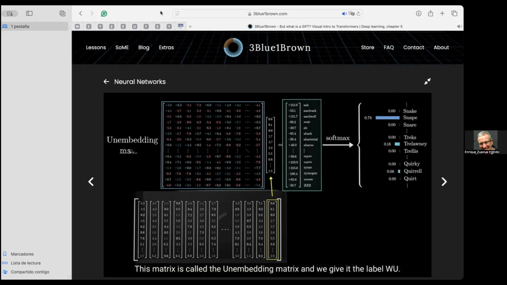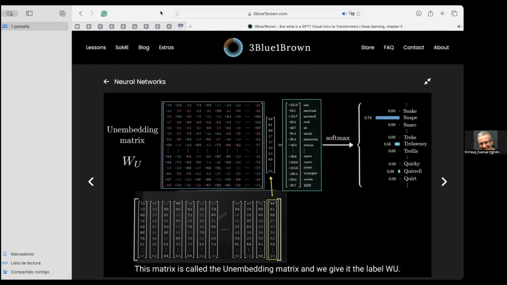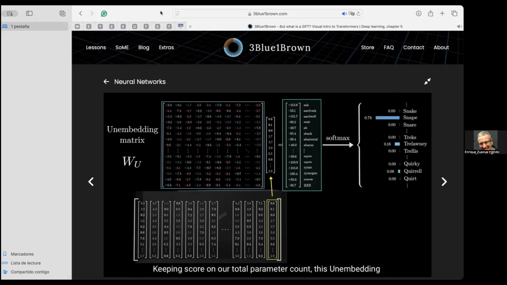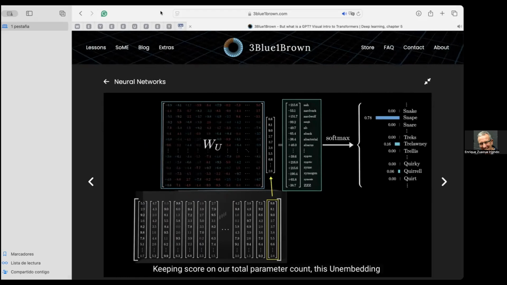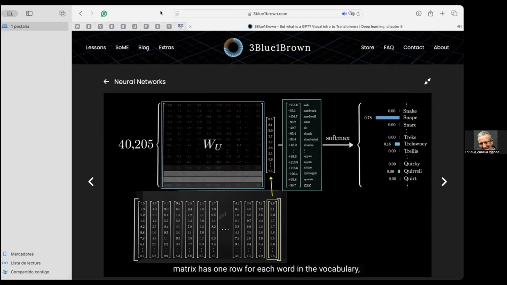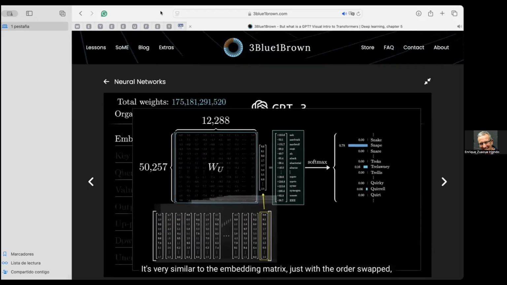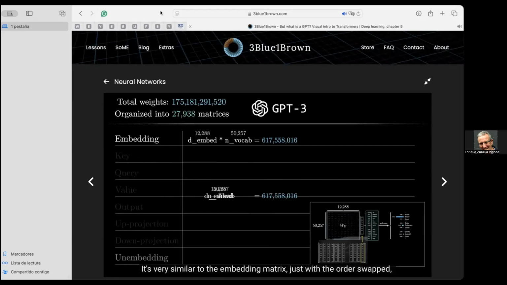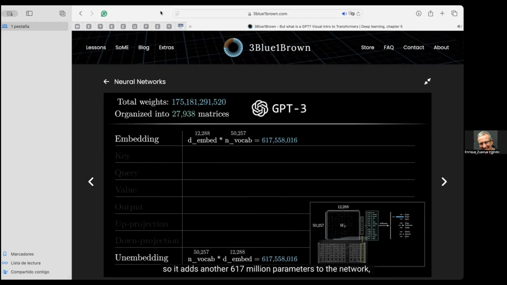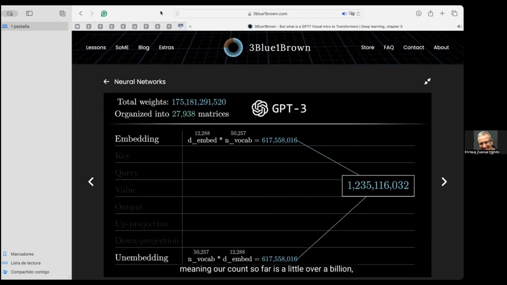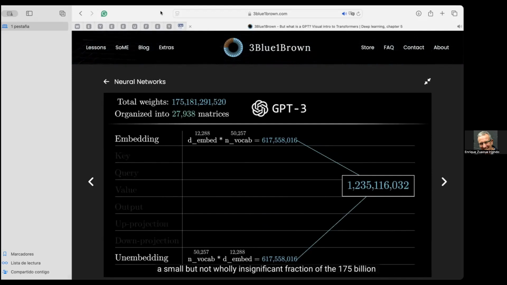This matrix is called the unembedding matrix, and we give it the label WU. Again, like all the weight matrices we see, its entries begin at random, but they are learned during the training process. Keeping score on our total parameter count, this unembedding matrix has one row for each word in the vocabulary, and each row has the same number of elements as the embedding dimension. It's very similar to the embedding matrix, just with the order swapped, so it adds another 617 million parameters to the network, meaning our count so far is a little over a billion. A small, but not wholly insignificant fraction of the 175 billion that we'll end up with in total.